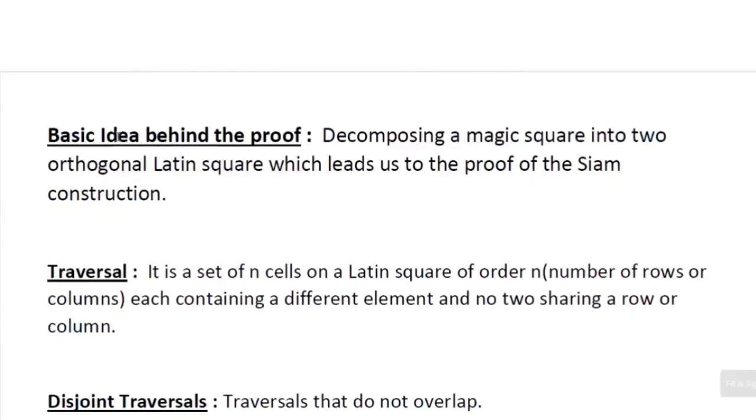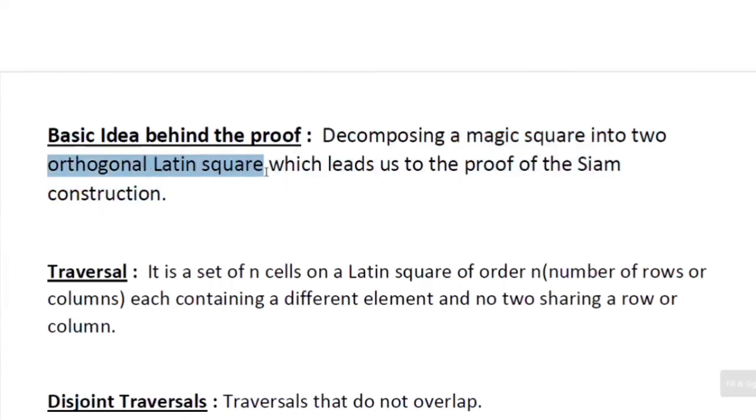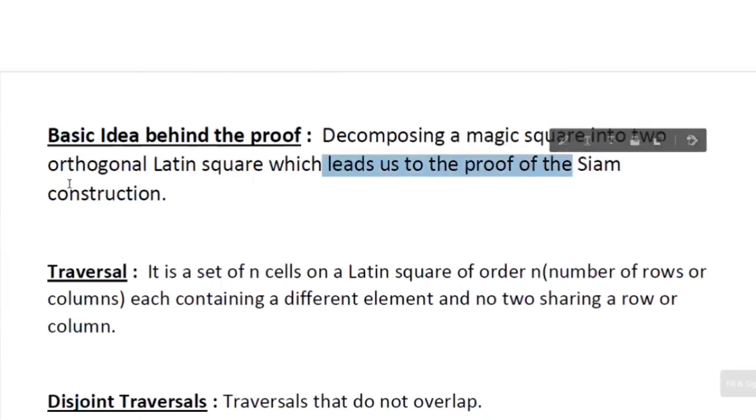And now, since we have seen orthogonal Latin squares, let us see what is the basic idea behind the proof, which we are going to see over this video series. The idea is that we shall be decomposing the Siamese magic square into 2 orthogonal Latin squares. And this decomposition will lead us to the proof of the Siam construction.